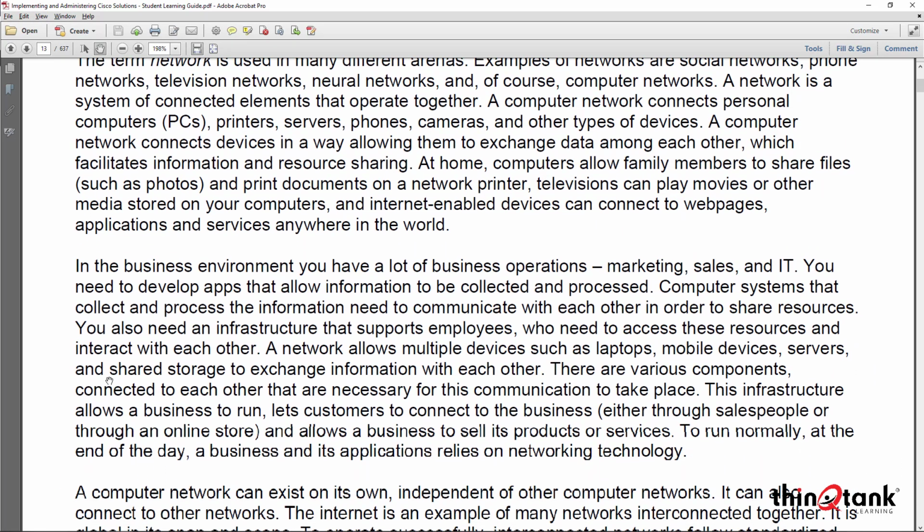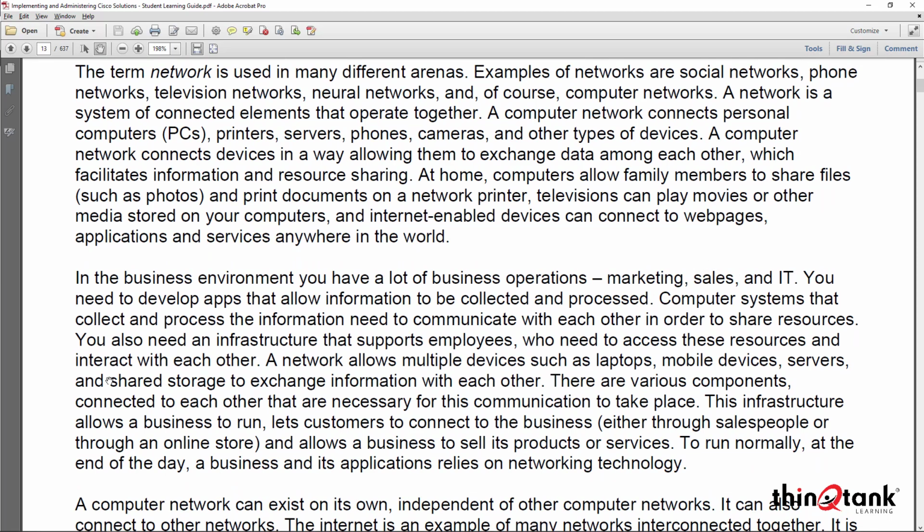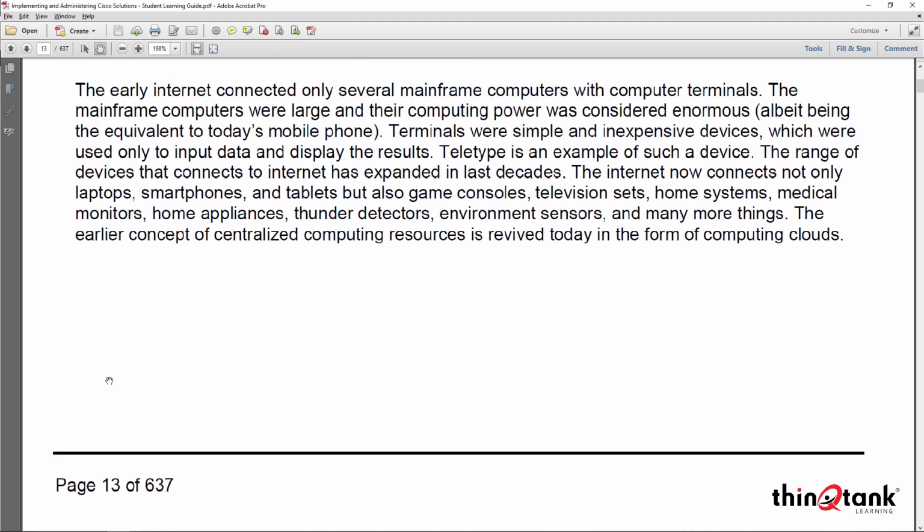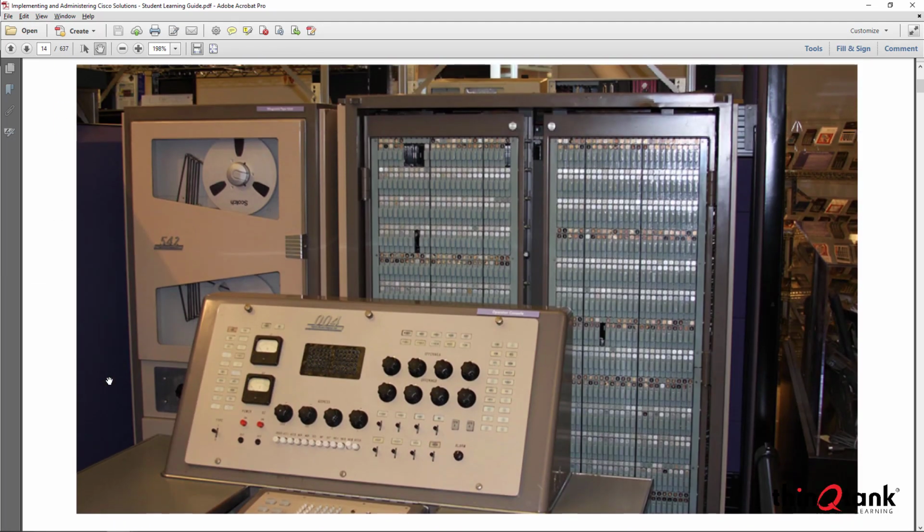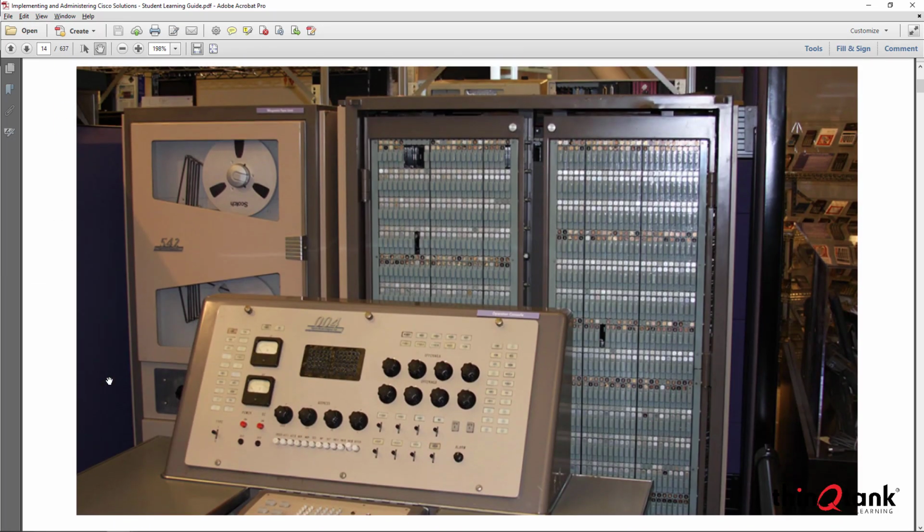What is a computer network? I don't think we need to spend a whole lot of time on this. I think you guys have a pretty good understanding of what a computer network is. They have a pretty picture here of what an old computer network used to be. But let's talk a little bit about how computer networks have evolved and changed, because that's really important, actually.